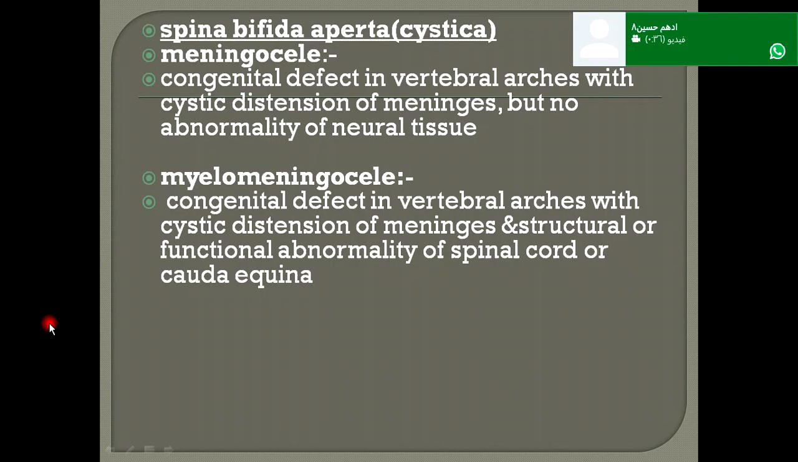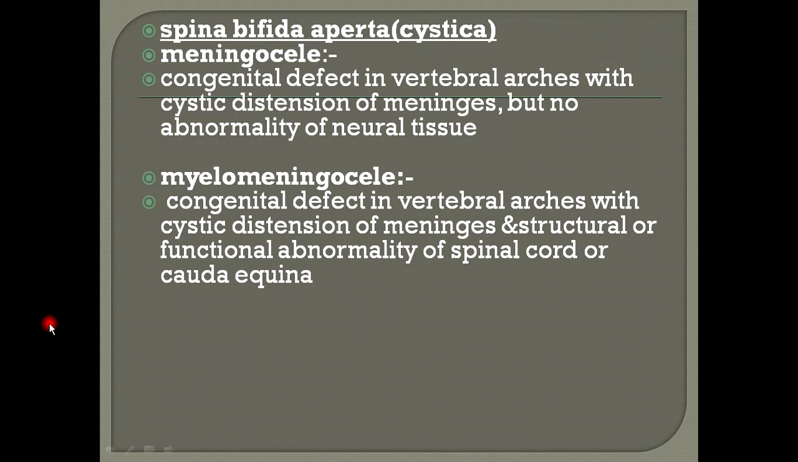The other type is the spina bifida aperta, or spina bifida cystica. We have two types here. First, we have the meningocele, which is a congenital defect in the vertebral arches with cystic distension of the meninges but no abnormality of the neural tissue. So from the naming, meningocele, it has two divisions, meninges and cele. So it's a sac of the meninges which only contains CSF.